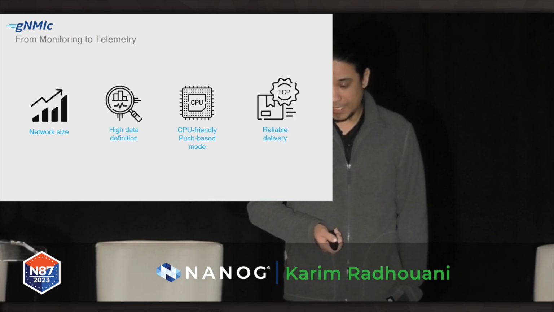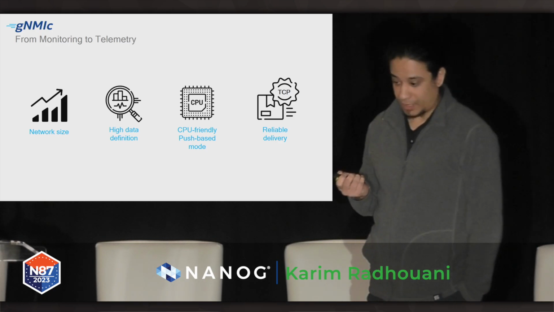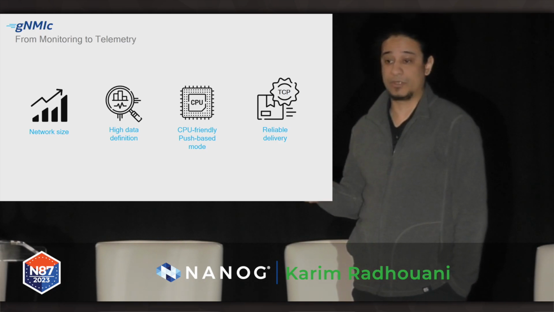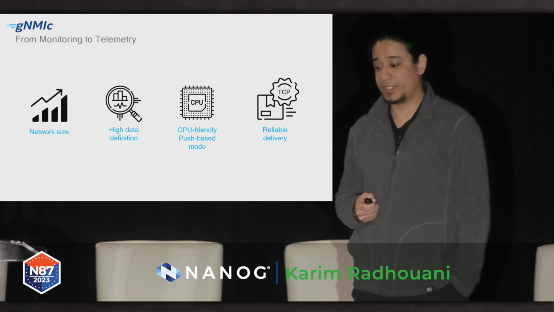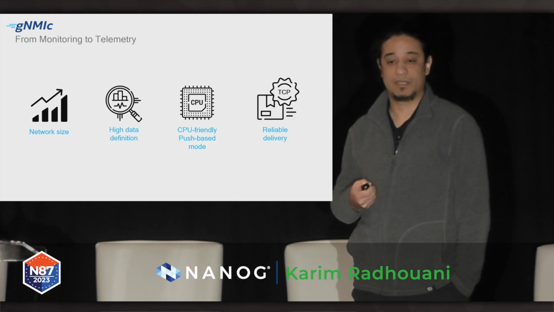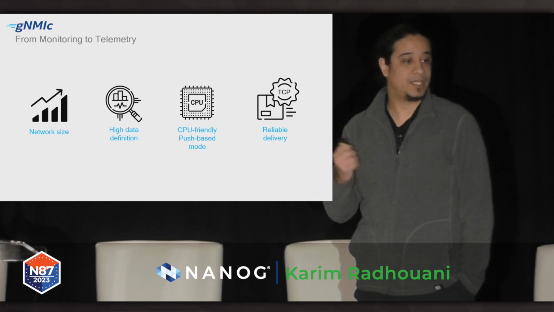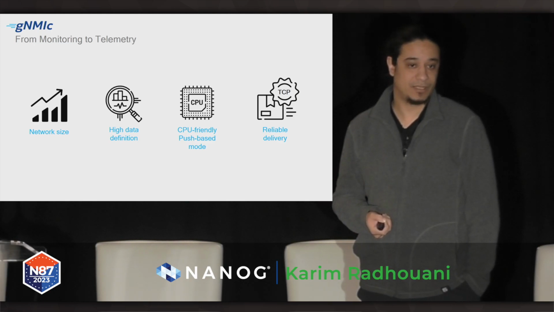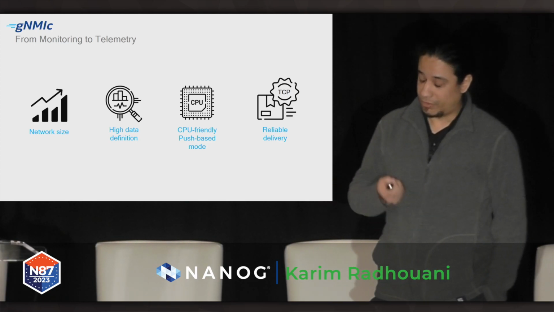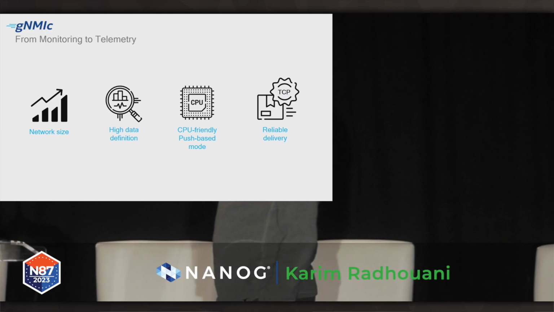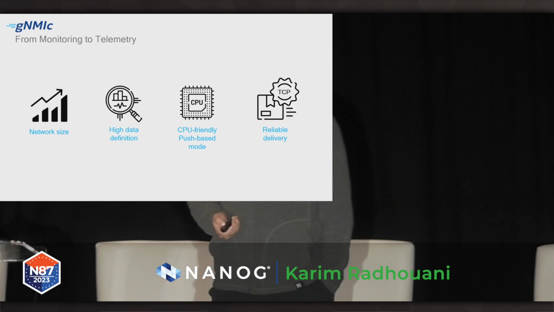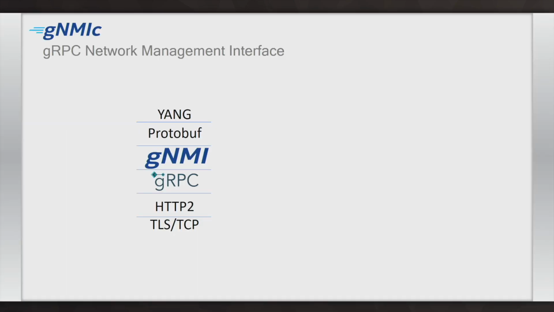And when more use cases related to closed-loop automation that get their data from streaming telemetry become popular, you will need a more reliable way to deliver the statistics into your system so that it can properly act on it. So gNMI uses TCP and HTTP2 as transport, while SNMP just does UDP. gNMI relies on gRPC, HTTP2, and TCP for delivery.